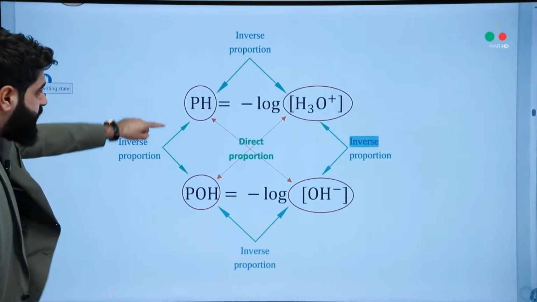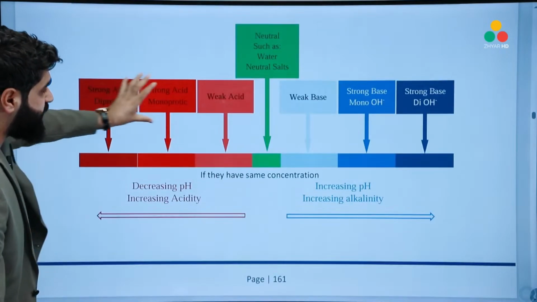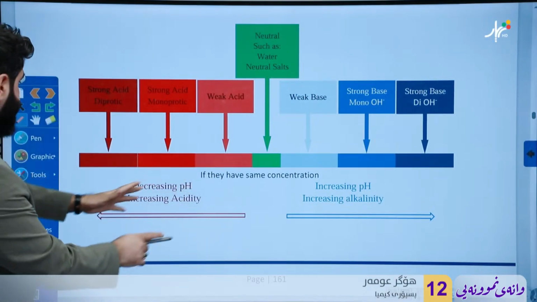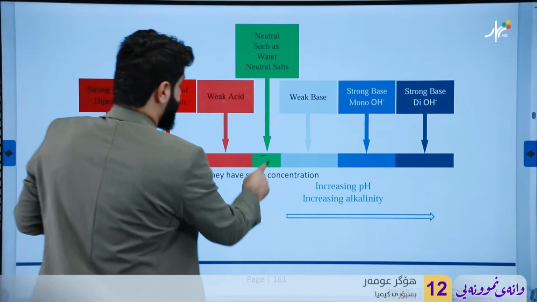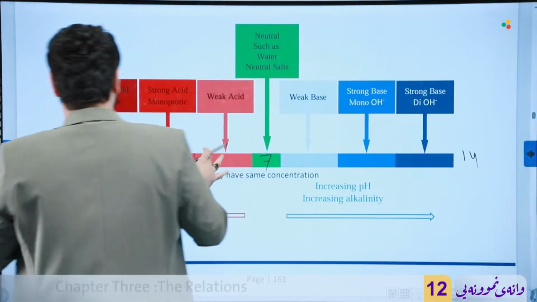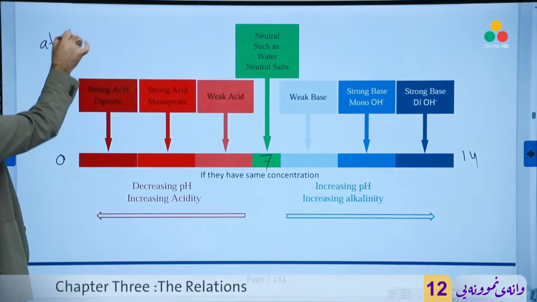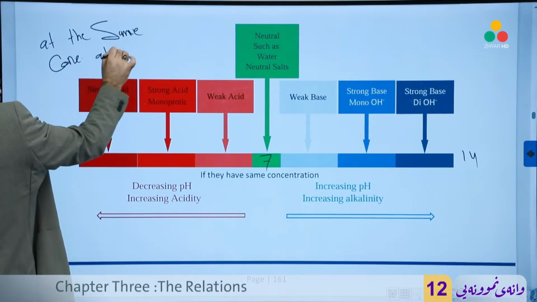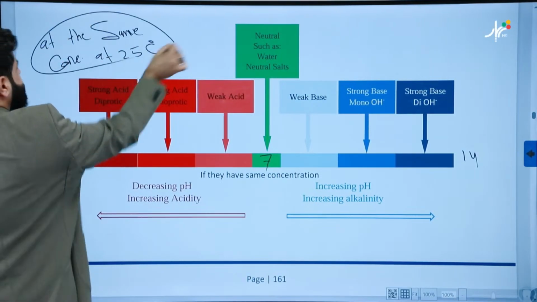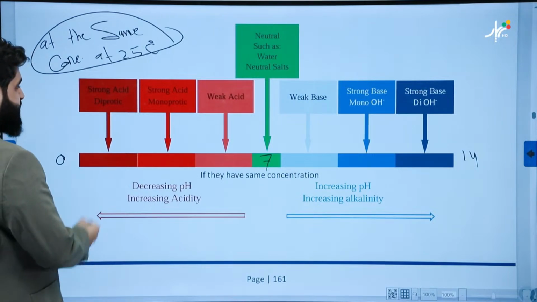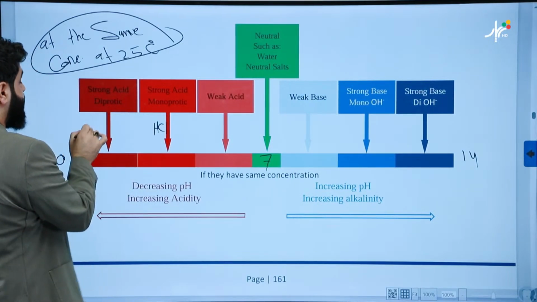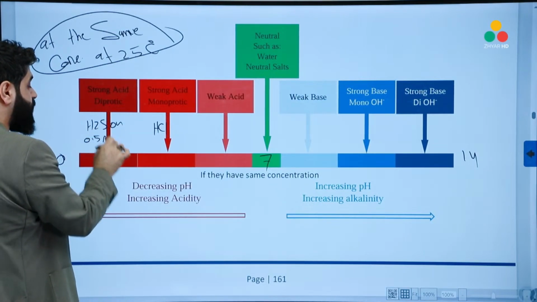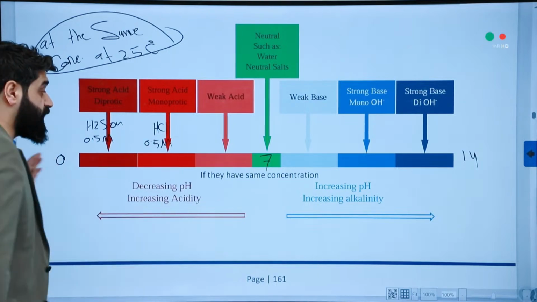Now try to combine the relations with the scale of pH here to solve many different questions. For the last time, 0, 7, 14. Remember, this scale is used at the same concentration, at 25 Celsius. What do we mean by the same concentration? Assume we have HCl here and H2SO4 here. The concentrations must be the same. Example, this is 0.5 molar, this is 0.5 molar. Then we will use the scale.